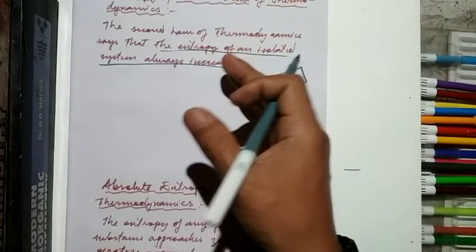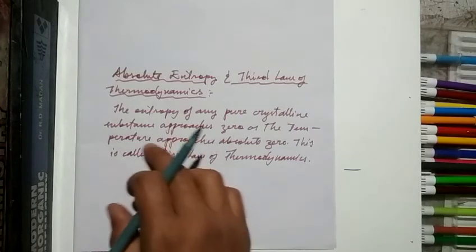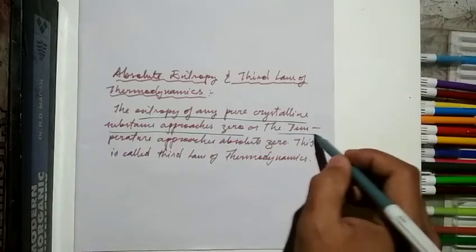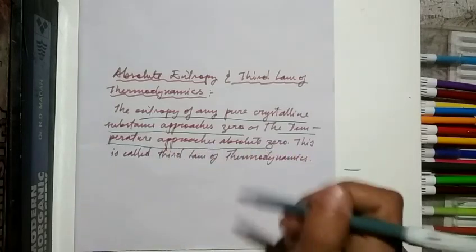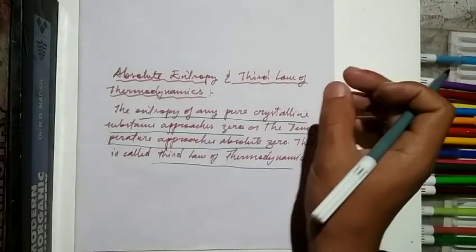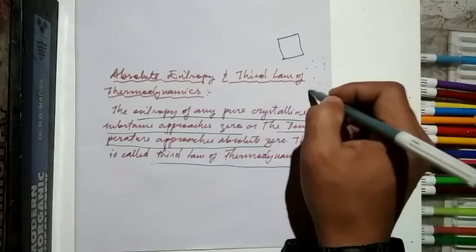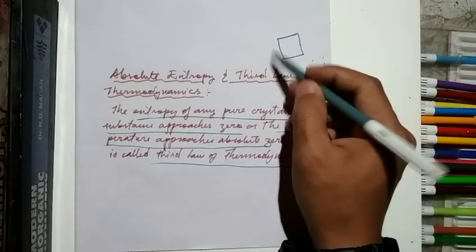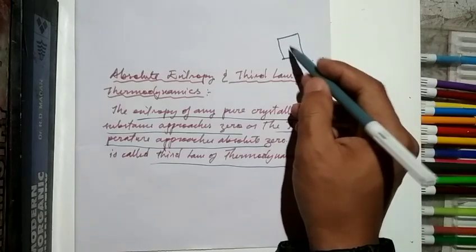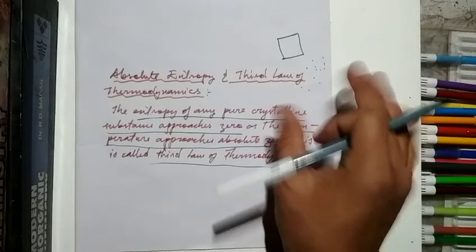Now the next one, absolute entropy and the third law of thermodynamics. The third law states that the entropy of any pure crystalline substance approaches zero as the temperature approaches absolute zero. This is called the third law of thermodynamics. Now let's discuss entropy for a crystal and for a gas. In a crystal, the molecules are in perfect order, so there is no randomness. But for a gas, the molecules are moving here and there, not at one position, so there is randomness.